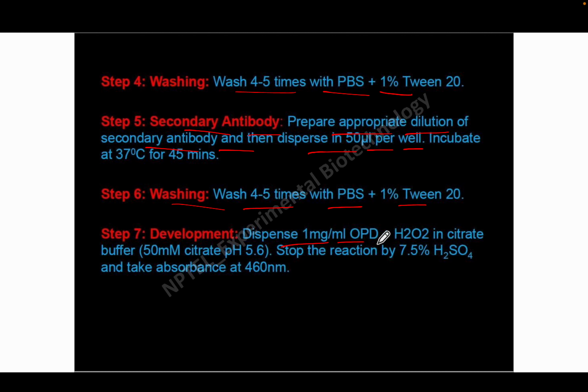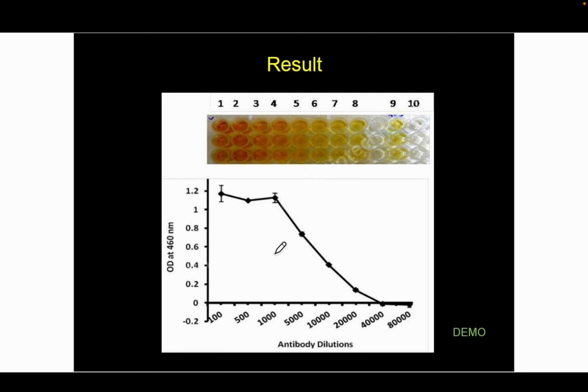Development: dispense 1 mg per ml OPD plus H2O2 in citrate buffer. Stop the reaction with 7.5% H2SO4 and take absorbance at 460 nanometer. So this is the result. This is the absorbance you get at 460 nanometer. These are different wells of the 96-well plate. Antibody dilutions where you have more absorbance, you can see from the curve.